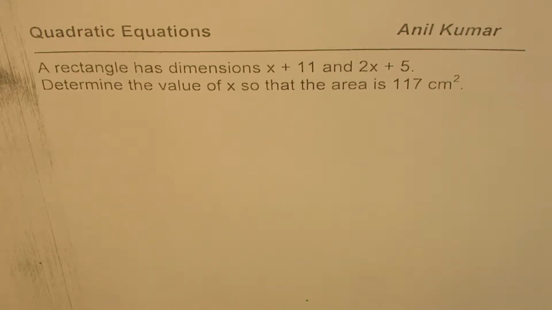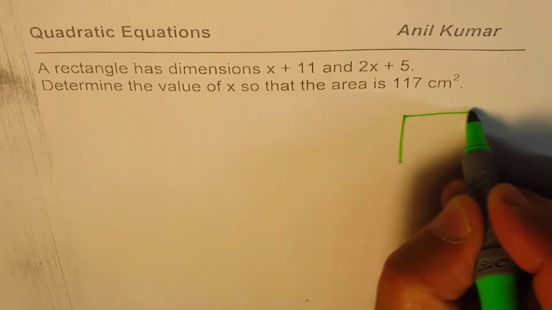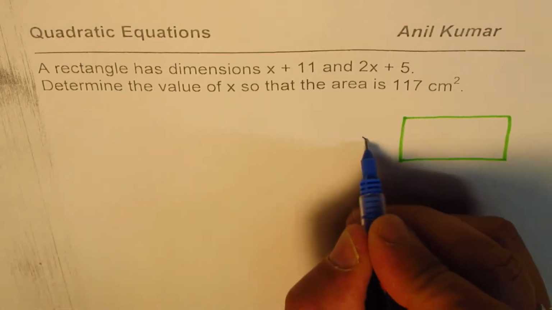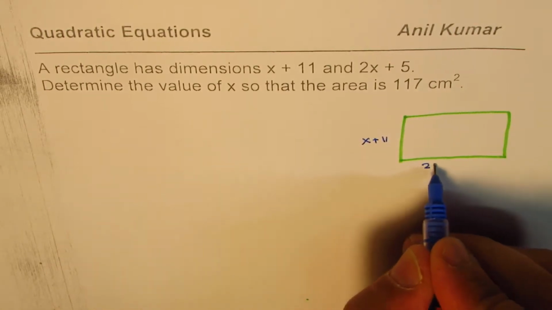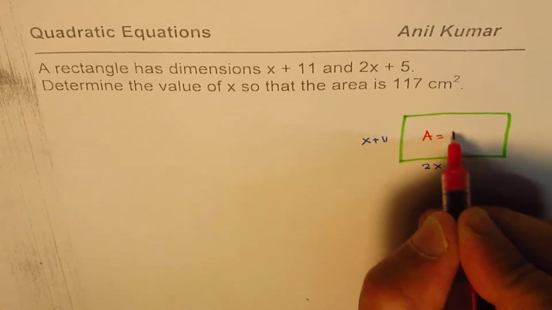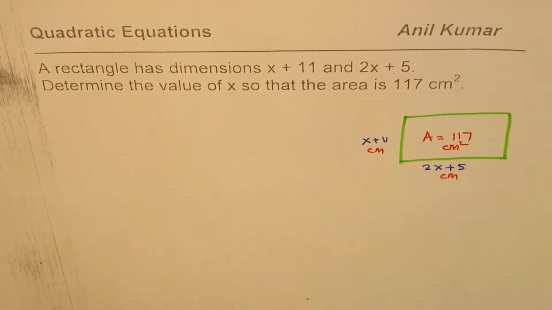A rectangle has dimensions x plus 11 and 2x plus 5. Determine the value of x so that the area is 117 centimeters square. In this case, the dimensions which we are given are in centimeters. So we have one side as, let us say, x plus 11 and the other one is 2x plus 5. When you multiply them, you get area which is equal to 117 centimeters square. That means these dimensions are also in centimeters. We need to find the value of x, correct?